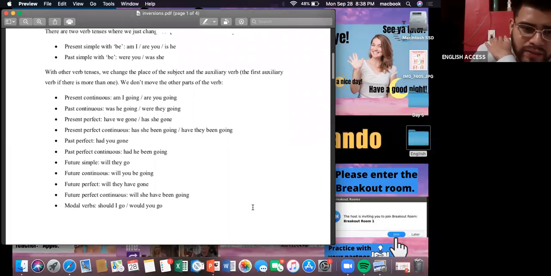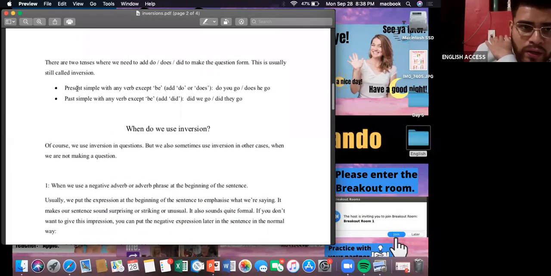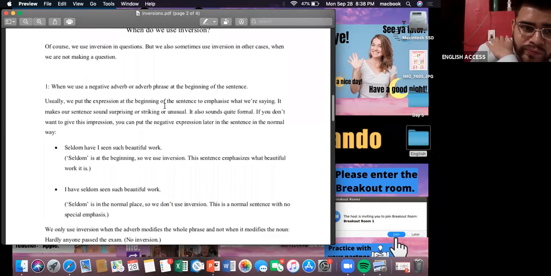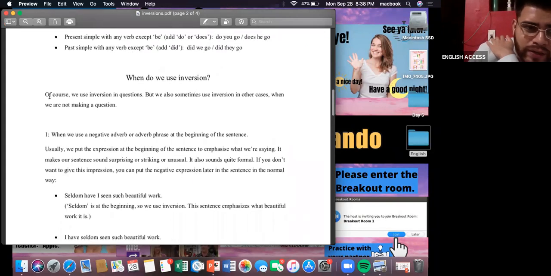Also with the past continuous. And present simple, past simple, you add do, does, or did. Remember that? Yes. Okay. Well, we can read this because it's kind of like confirmation. When do we use inversion?